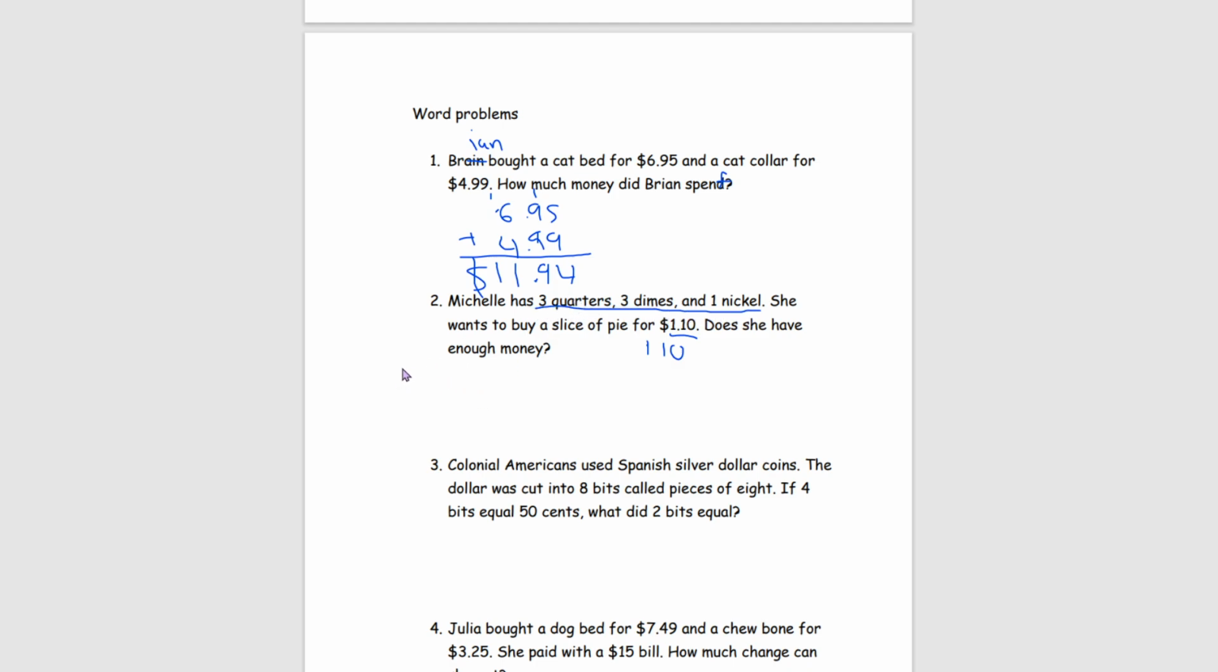3 quarters, we have 25 each, and there's 3 of them, so that gets us 75. 3 dimes, there's 10 each, and we get 30. And 1 nickel is just 5. We can add these all together. 75 plus 30 equals 105, plus 5 is equal to 110. As we can see, 110 is equal to the amount that the slice of pie costs. So our answer for number 2 is yes, she does have enough money.